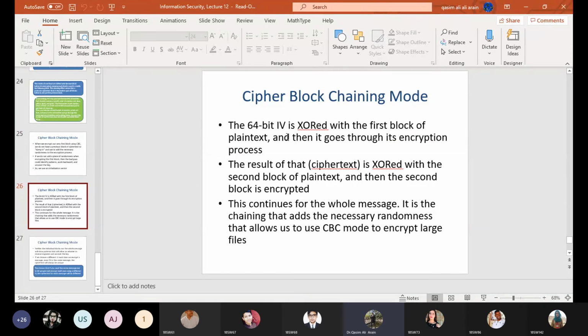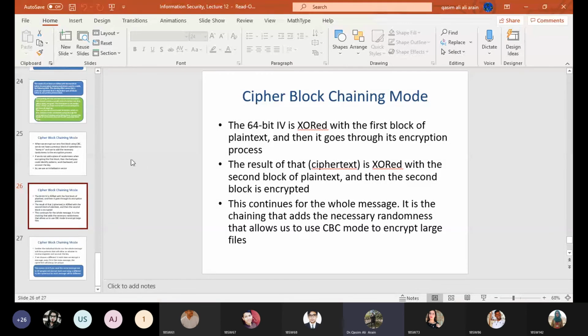The 64-bit IV is XORed with the first block of plain text and then it goes through the encryption process. The resulting ciphertext is XORed with the second block of plain text and then the second block is encrypted. This continues for the whole message. It is the chaining that adds the necessary randomness that allows us to use CBC mode to encrypt larger files.